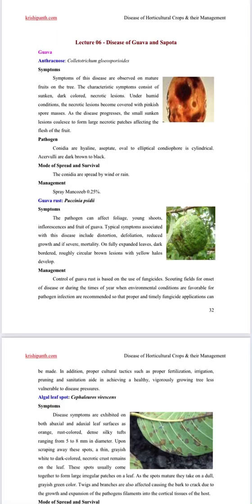The next is wilt of guava. Wilt of guava, the causal organism is Fusarium oxysporum. The importance of wilt of guava is that wilt is the most destructive disease for guava plants in India, and losses due to this disease are substantial. Guava wilt is known to occur in India, Latin America, Malaysia, Pakistan, and South Africa. In India, the disease was first reported in 1935 from Allahabad.